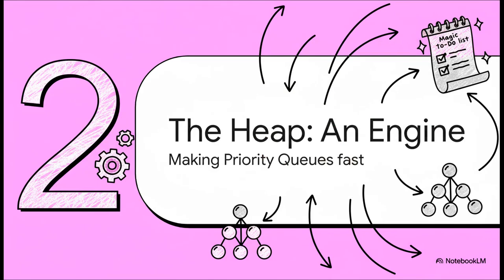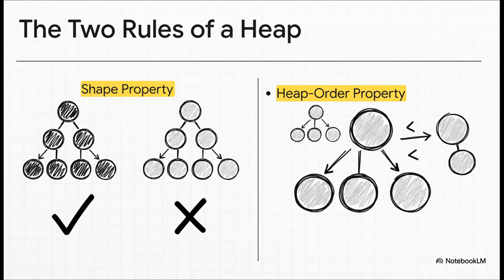Okay, so the concept is cool, but how do we actually build this magic to-do list? Well, the most popular and efficient way is with a data structure called a binary heap. You can think of the heap as the engine that makes the whole priority queue concept a reality. A binary heap is beautiful because it just follows two simple, really powerful rules. First, the shape property. It has to be a nearly complete binary tree. That just means every level is packed with nodes, except maybe the last one, and that one gets filled up from left to right. No gaps allowed.